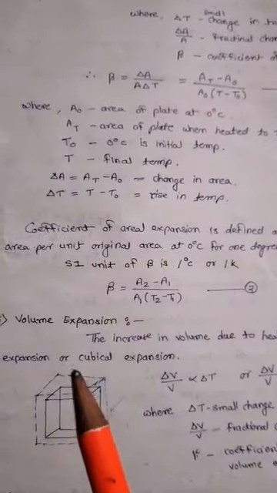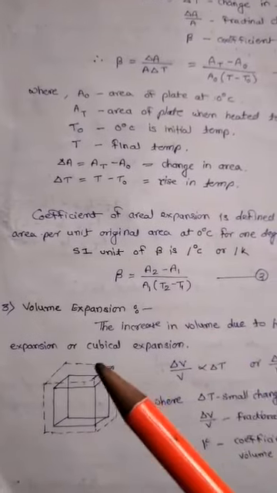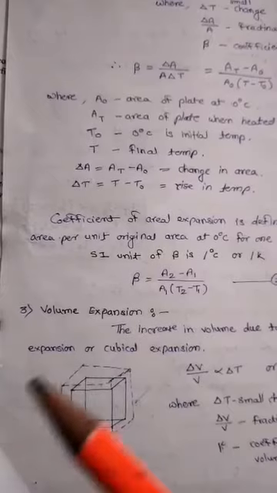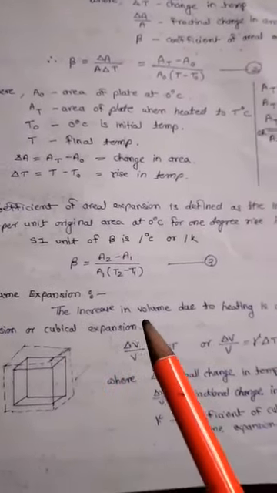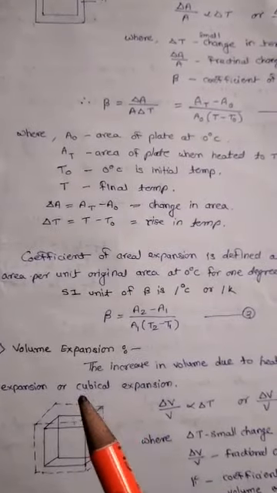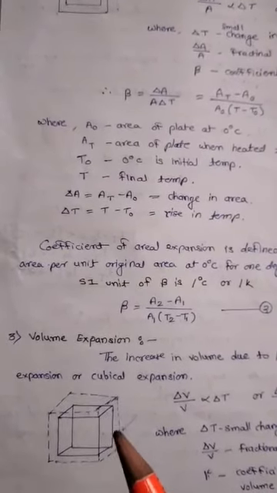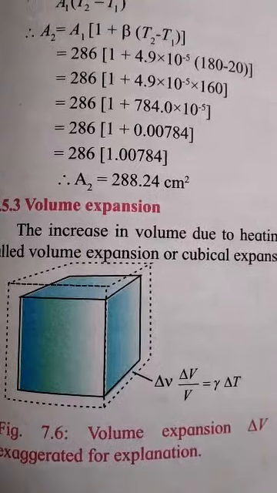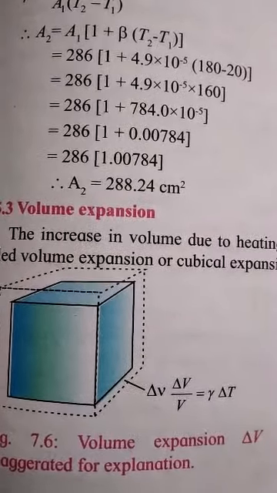Similarly, our next point is volume expansion. Linear expansion means change in length, areal expansion means change in area, and volume expansion means change in volume. The increase in volume due to heating is called volume expansion or cubical expansion. Consider a cube that is heated; then all sides change, so there is a change in volume, delta V upon V. The figure shows the change in expansion in volume.